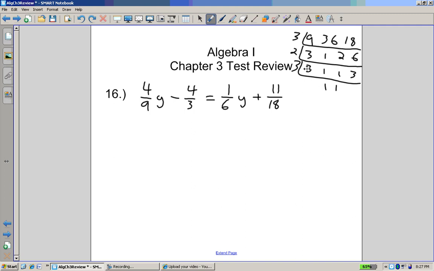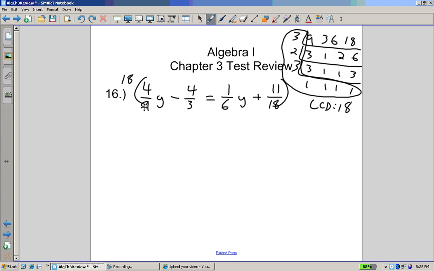These get a free round. 3 divided by 3, 1. 3 divided by 3, 1. Multiply all of these. 3 times 2, 6 times 3, 18. We're going to multiply everything by 18.